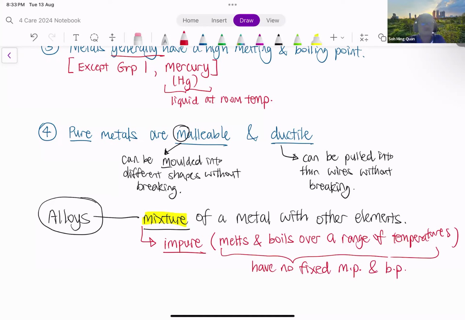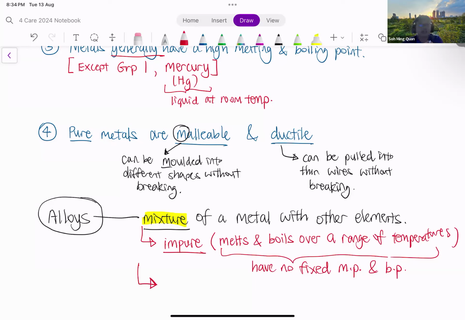Okay. Now this comes out very often as an MCQ for O levels. They will always ask you, which experiment proves that this substance is pure? It's pure if the melting point is fixed. It's impure if the melting point is not fixed and it melts over a range of temperatures. So purity is always determined by the melting and boiling points.